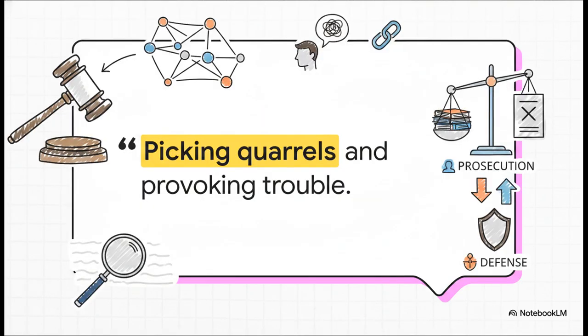Okay, let's dive into this. The official legal charge leveled against Dr. Chen was picking quarrels and provoking trouble. Now, in the context of the internet, this specific charge is often applied to spreading false information that supposedly disrupts social order. Our sources today take a deep, very objective dive into the actual legal mechanics of this exact charge, specifically as it was applied to Dr. Chen's retweets. We're going to look at exactly how the prosecution built their case and how the defense systematically dismantled it using the very letter of the law.